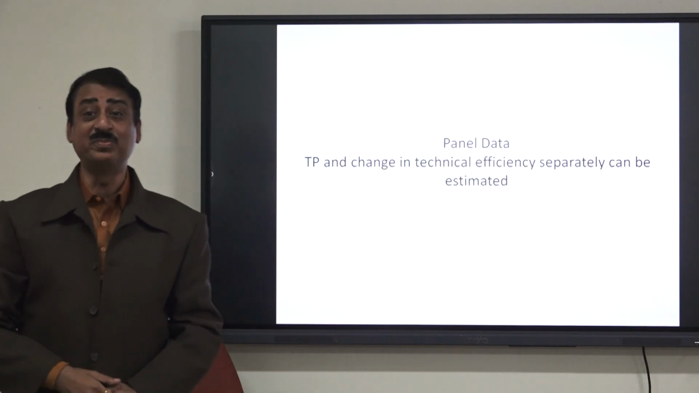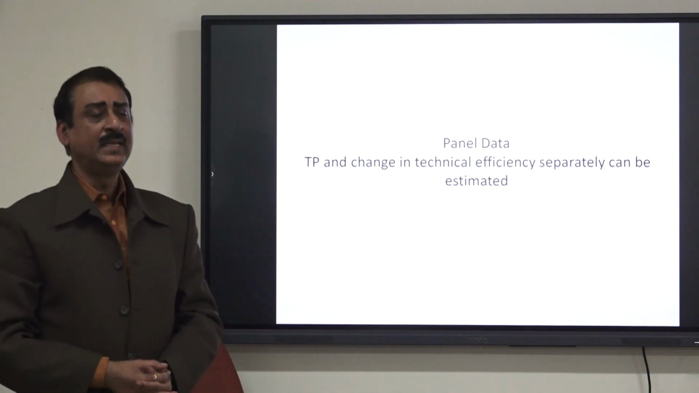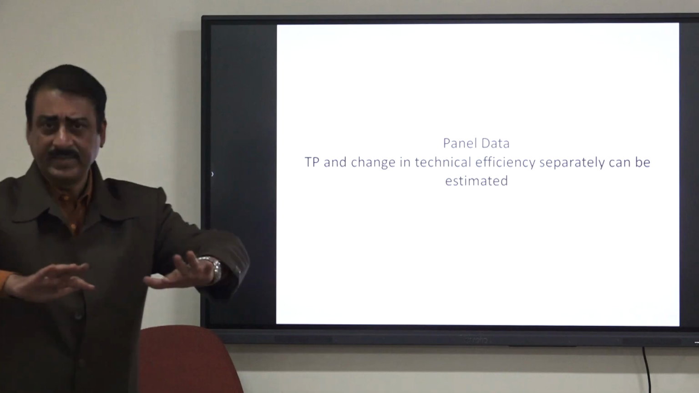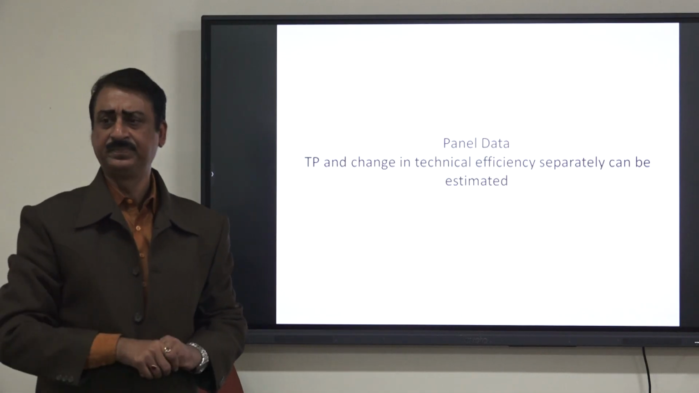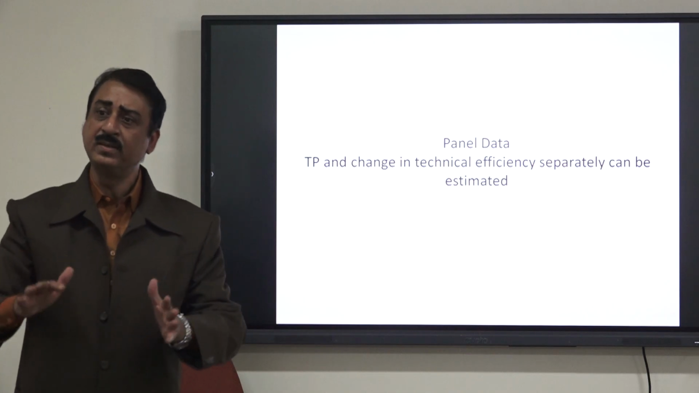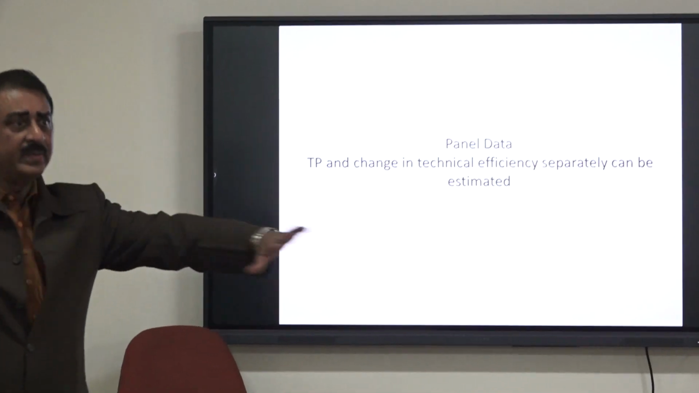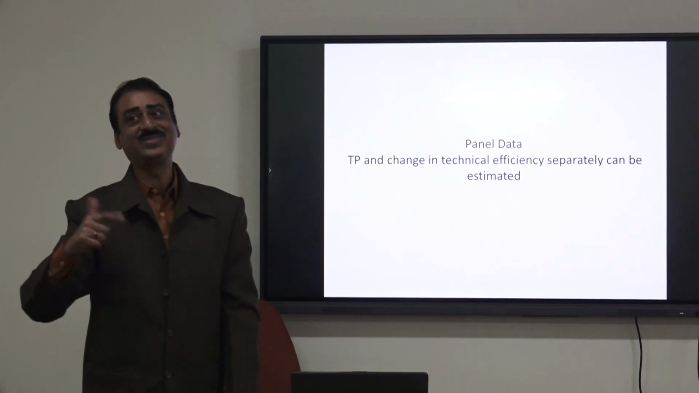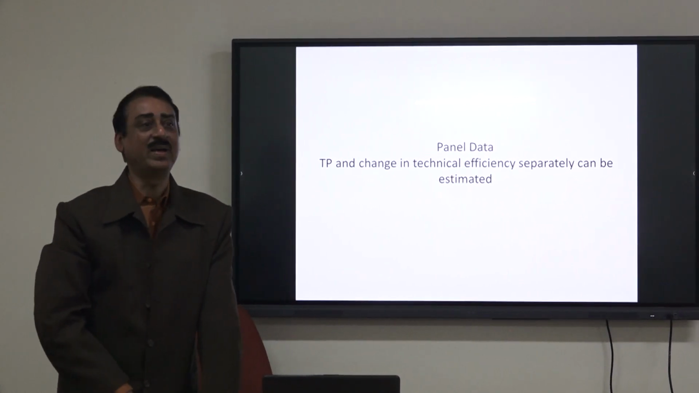Then the most important thing is your panel data. Panel data means, let's say there are 100 industries. For each industry you have 10 years of data. So 100 into 10, 1000 observations you have. So the difference between you and me is changing over time. All that can be captured through panel data if you have panel data.